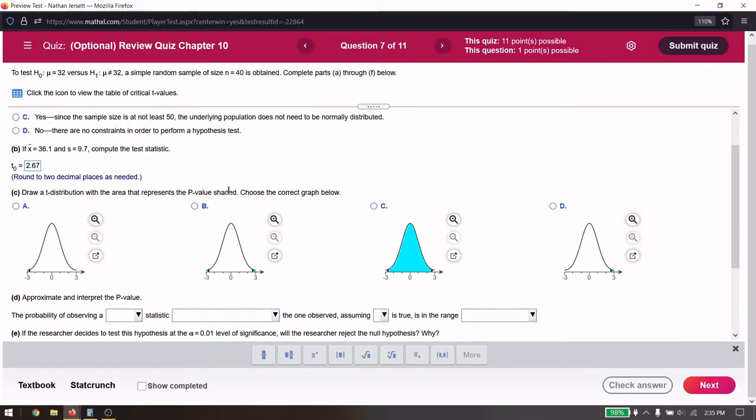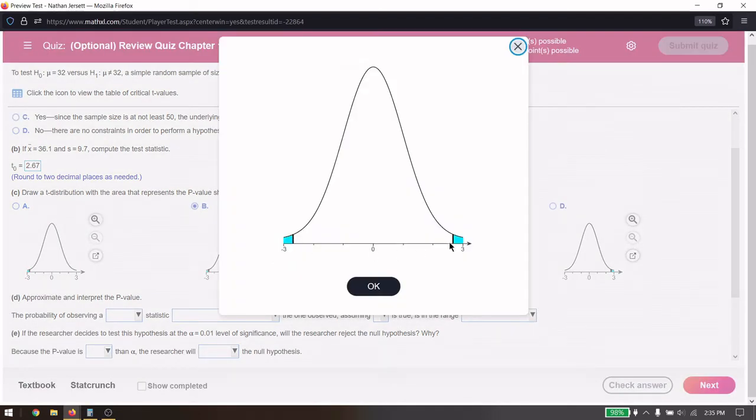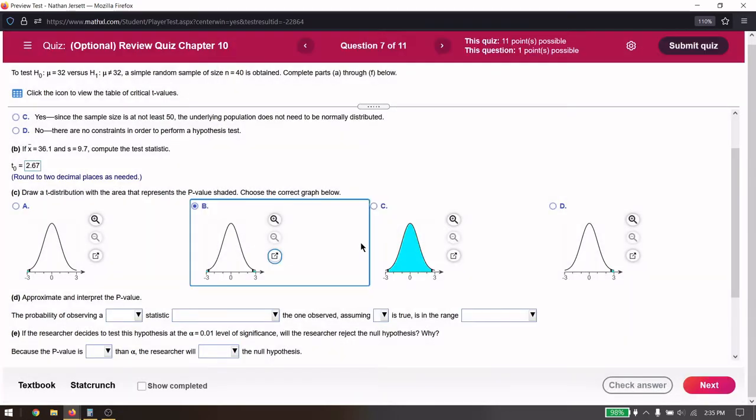The p-value is the shaded region that's greater than or less than the positive and negative version of this, respectively. So definitely not C. C is like the inside version. No, you're looking for the outside stuff. And it can't be A and it can't be D because those are one-tailed tests, which is why B, if I just zoom in on it, you see that it's this area and that area. That's what we're looking for. Those areas are the p-value.